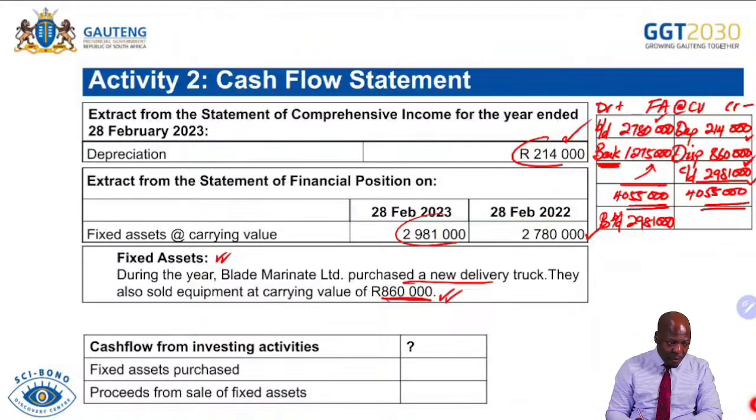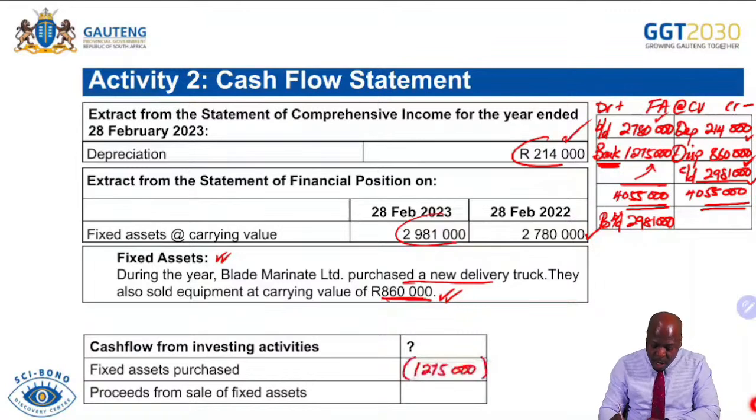So we now say fixed assets purchased. Once it's a purchase, we understand it is a cash outflow. So how much is this? You have your 1,275,000. Remember that this calculation is being done in the answer book, such that whoever marks your paper can come and see how you did your calculation. And then here you have your 1,275,000.